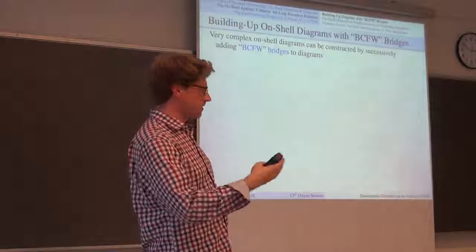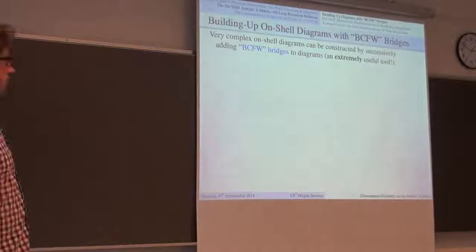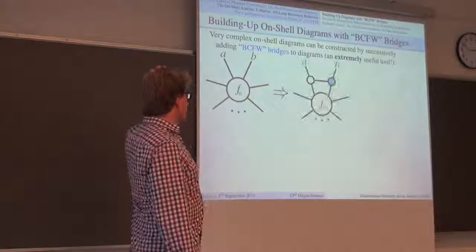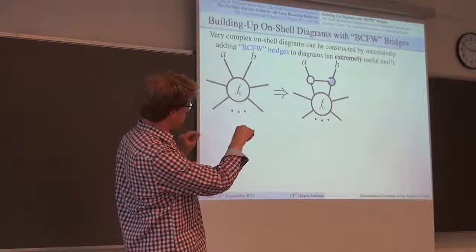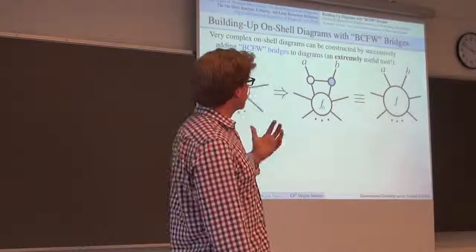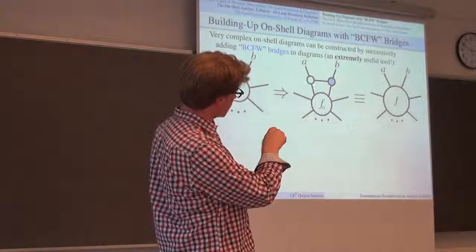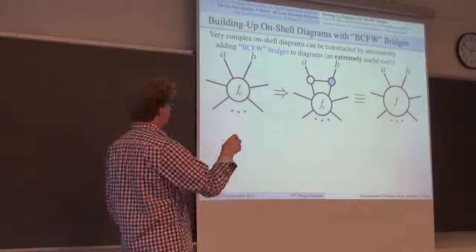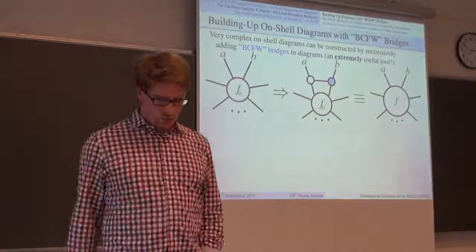Okay. So let me tell you one technical tool that's very useful in this story, which is how to build up diagrams in a very systematic way. If you start with any graph and you add to it these two extra vertices, which I'm going to call a BCFW bridge, and thereby construct a new graph, the new graph is related to the old one in a very simple way. Notice that this operation adds 8 delta functions, 2 for each vertex, and it increases the number of phase-space integrals by 3, because there are 3 new internal lines. So we have 8 new delta functions and 9 new integrations to do. That means that we have one net extra integration to do.